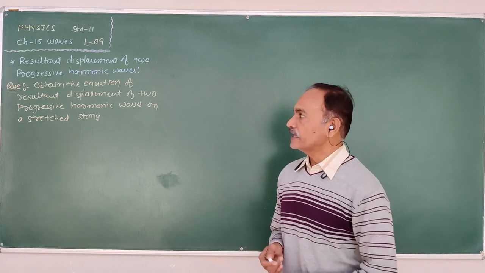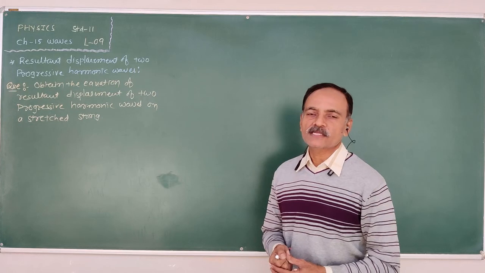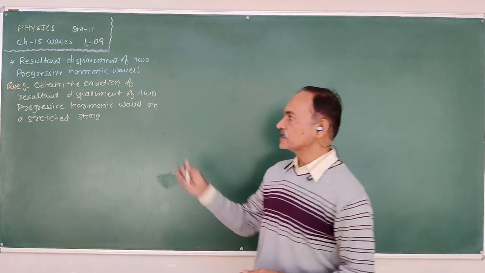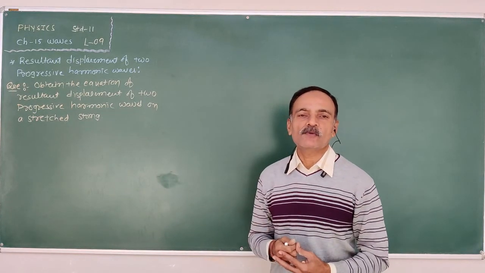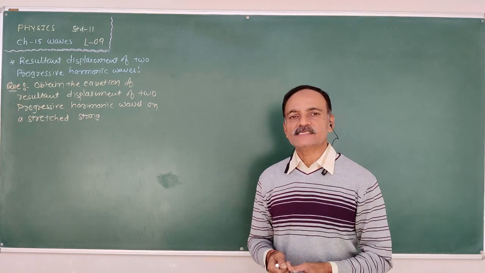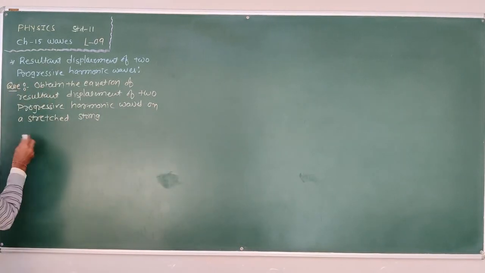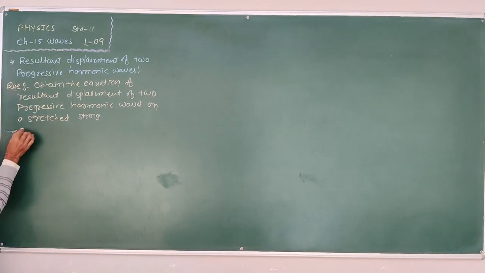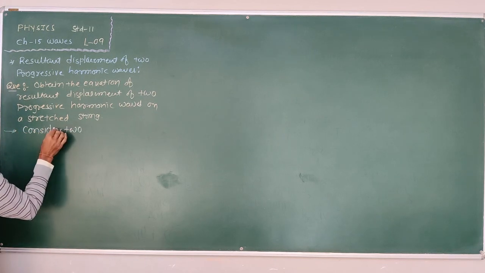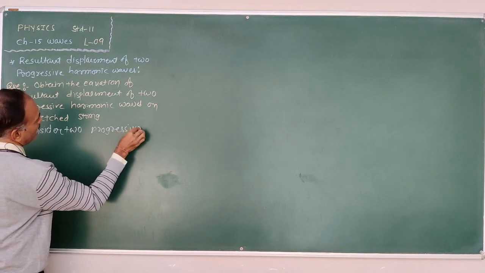Now here we are going to derive the equation of the resultant displacement for the superposition of two progressive harmonic waves moving in the x direction on a straight string. For that purpose, consider two progressive harmonic waves.